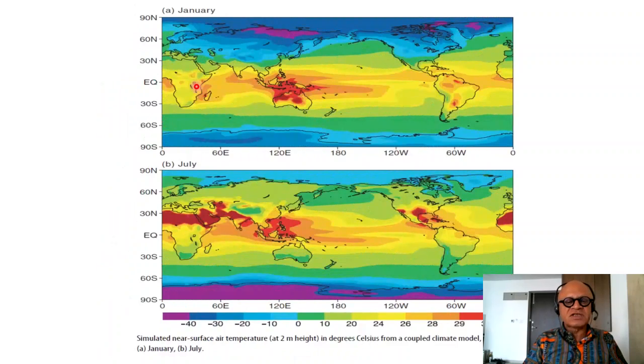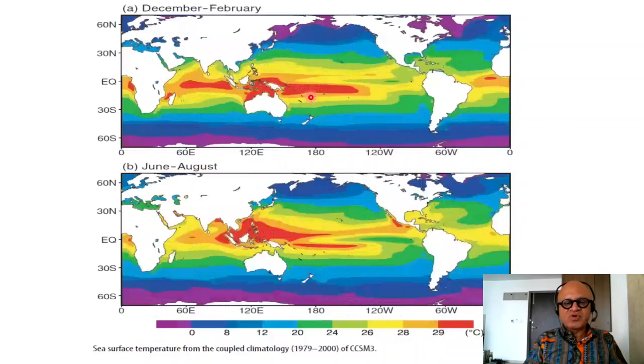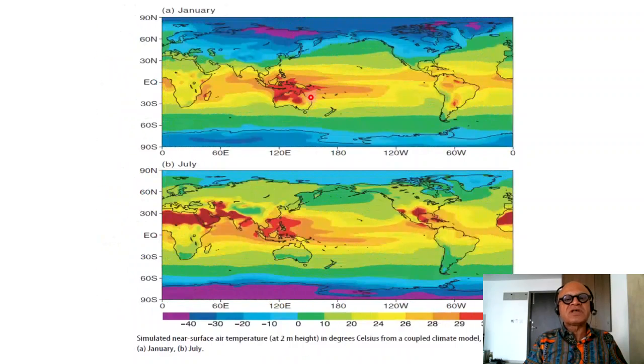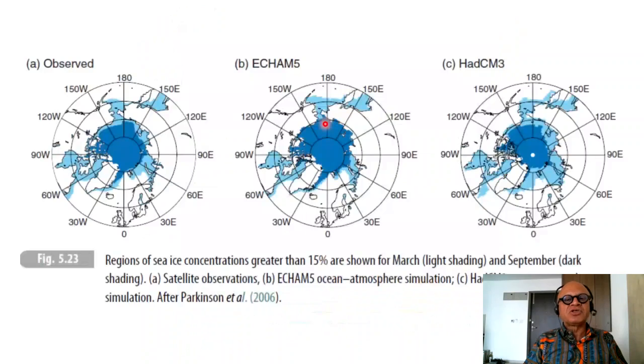But if you look at the same thing in HAD-CM3, you can see that this is the surface air temperature in degrees Celsius, and again it does much more realistically. This is of course sea surface temperature, and this is air temperature, not a direct comparison, but still HAD-CM3 is again better than CCSM3 and many other models.